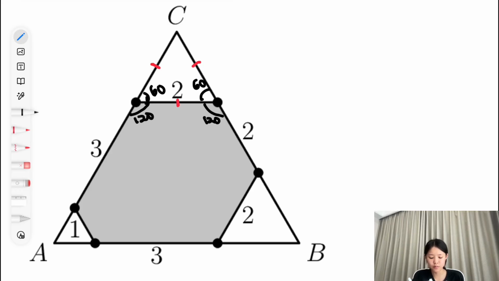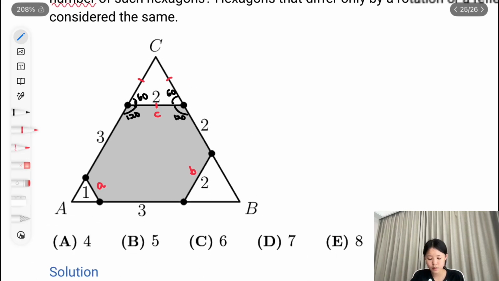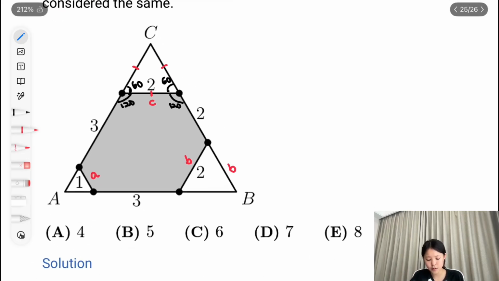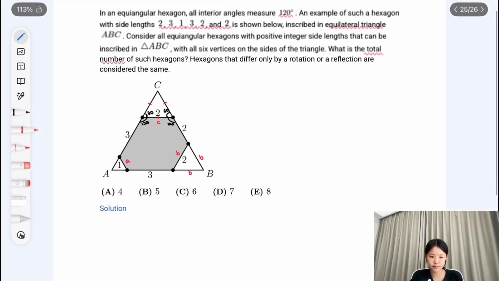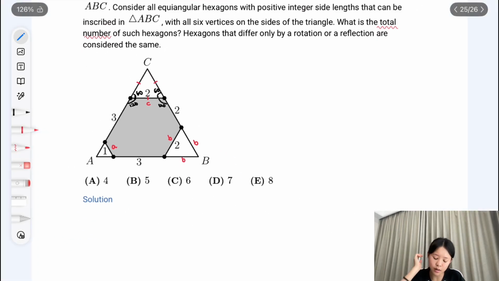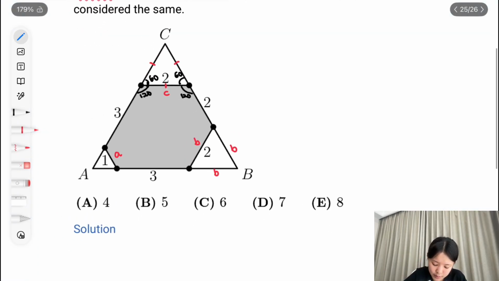Let's write it out in red. C, B, and A. That means that this equals B, this also equals B, and this also equals B, and so on for all the other sides. So now we can also write out this number as X, this number as Y, this number as Z, which is like this side.